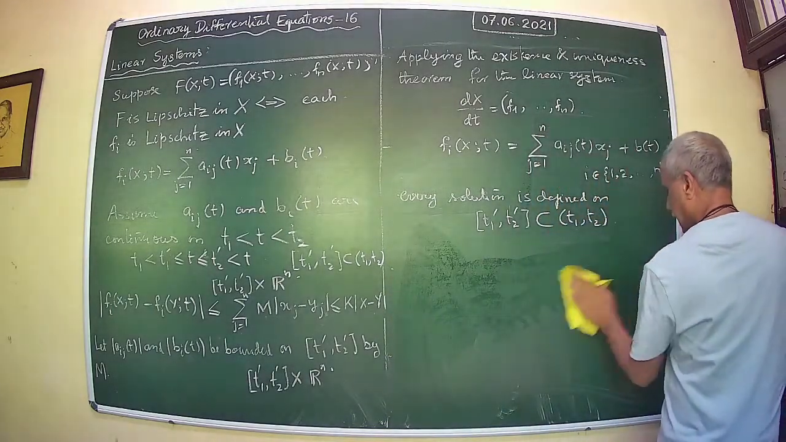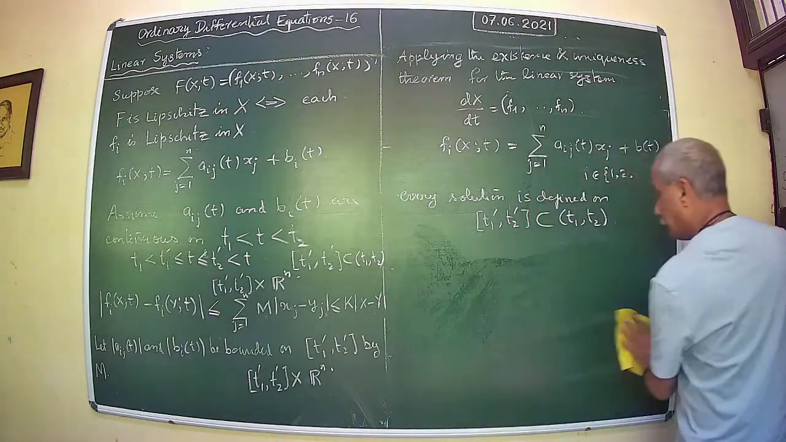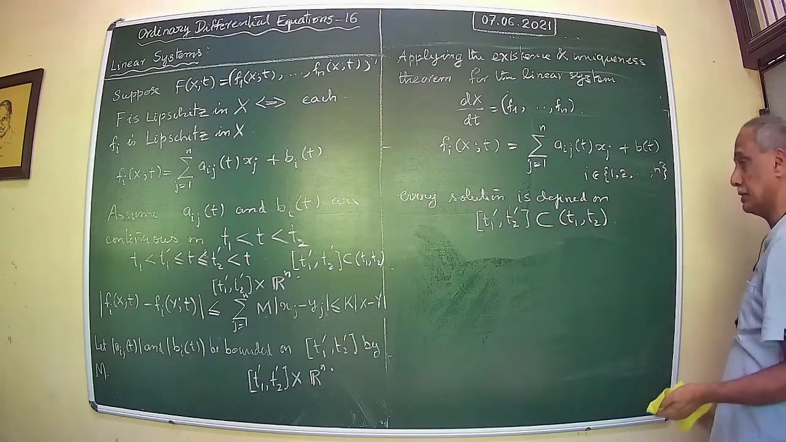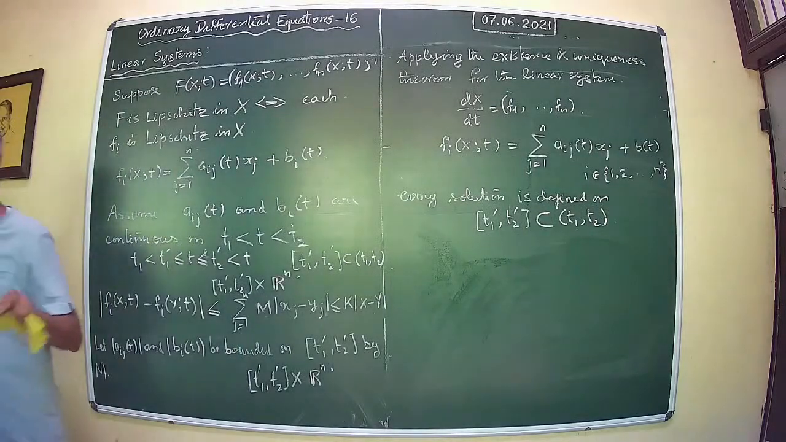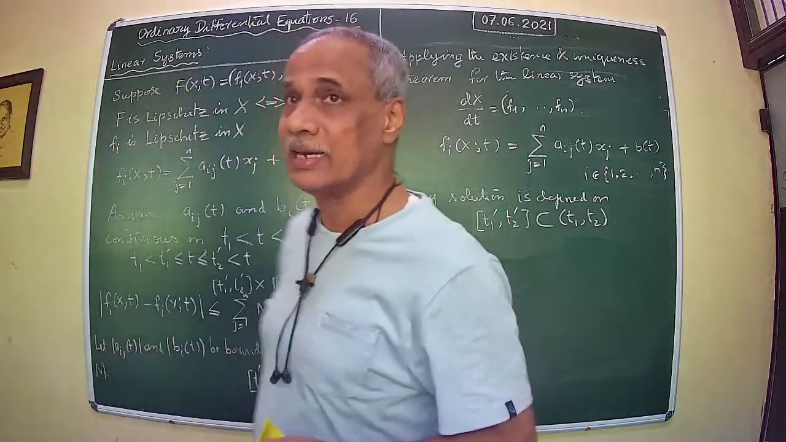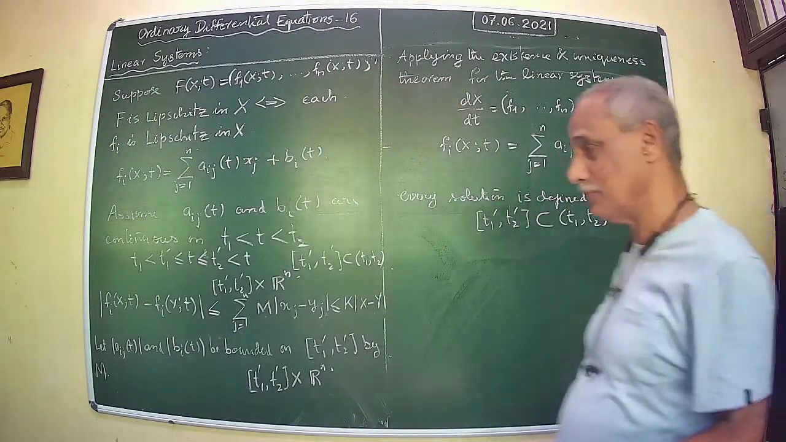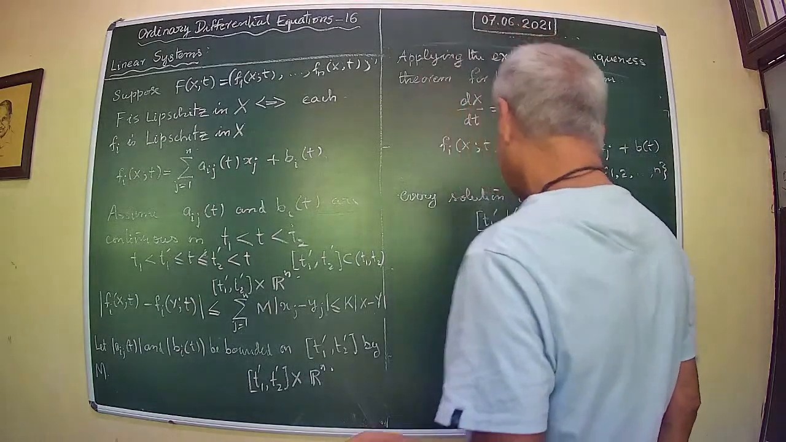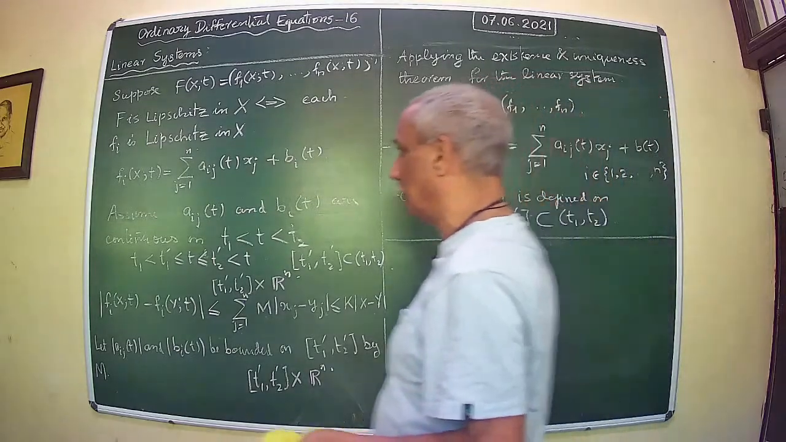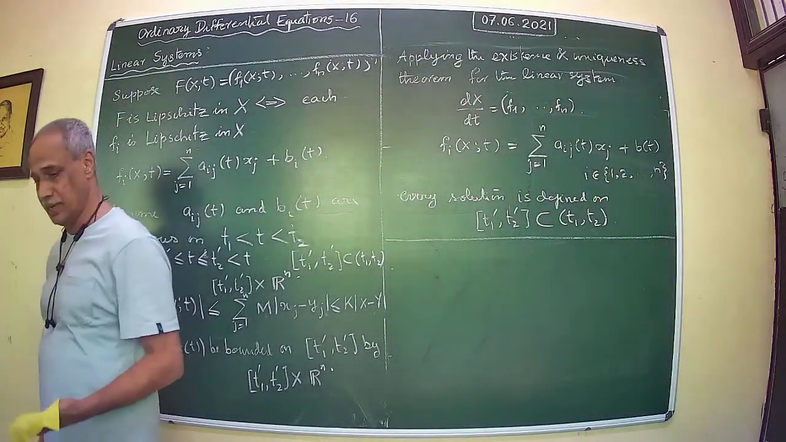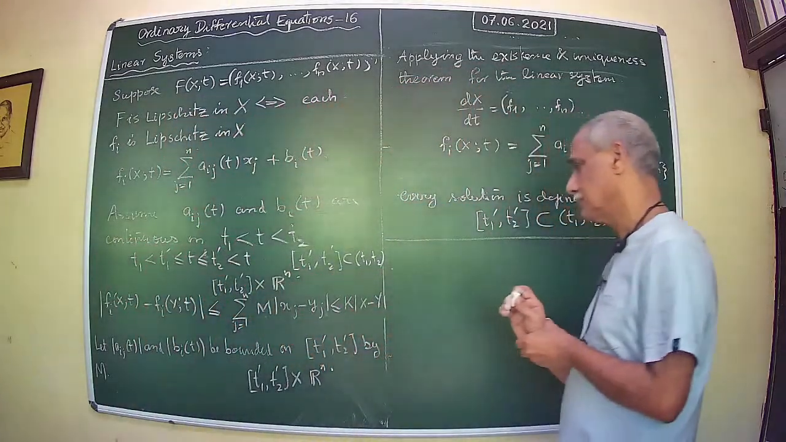So we know that the maximal interval on which it is defined depends on what T1, T2 is. If it is minus infinity to plus infinity, then every solution is defined on the entire interval minus infinity to plus infinity. Okay, right? So that is the interval on which the solutions for linear systems are defined.